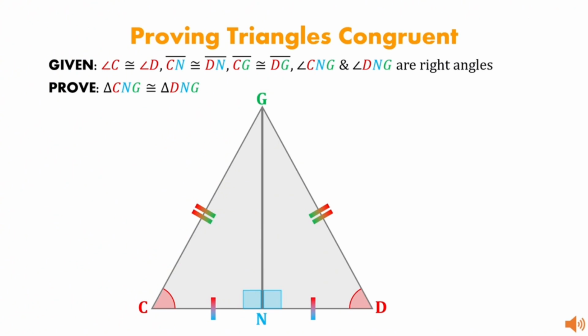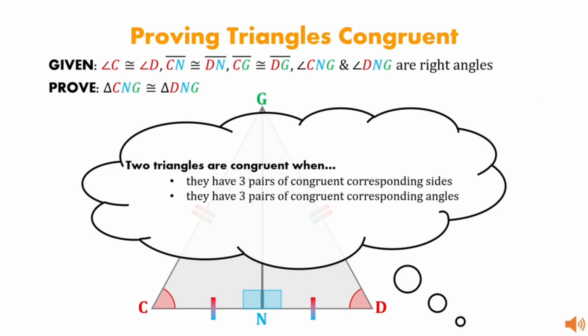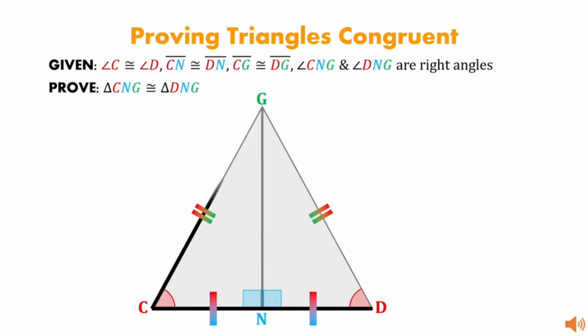In order to prove congruence, these two triangles have to satisfy the definition of congruent triangles. In other words, they must have 3 pairs of congruent corresponding sides and 3 pairs of congruent corresponding angles. From our given information, we already have 2 pairs of congruent sides. What statement could we make about the third side?